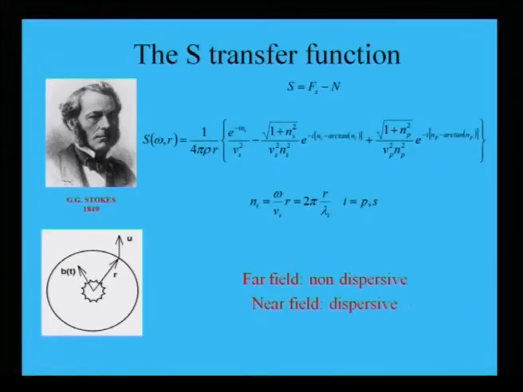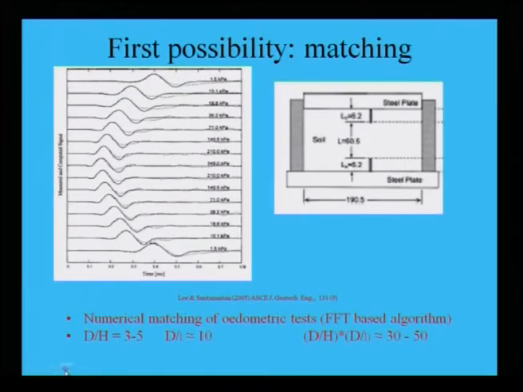Now the S transfer function, it is Fs minus n. So far field is non-dispersive, near field is dispersive. It has been given by G. Stokes 1849. The first possibility is numerical matching of the odometer test, an FFT based algorithm, which has been given by Lee and Santa Marina 2005.